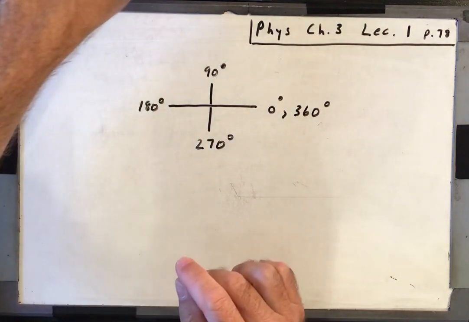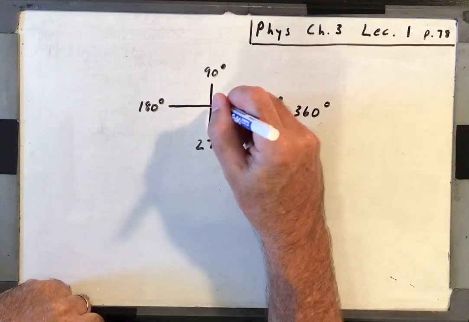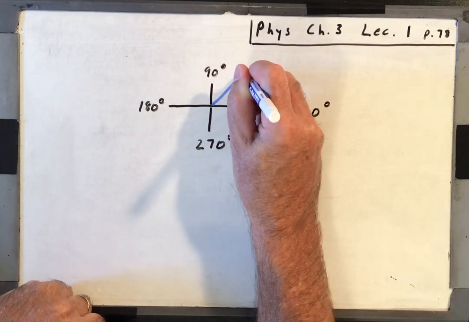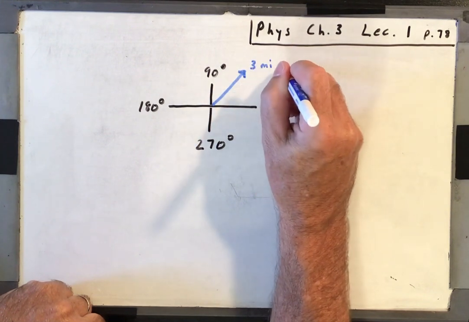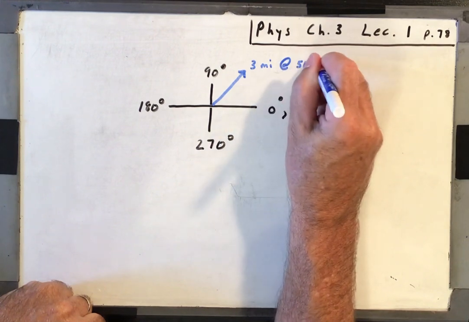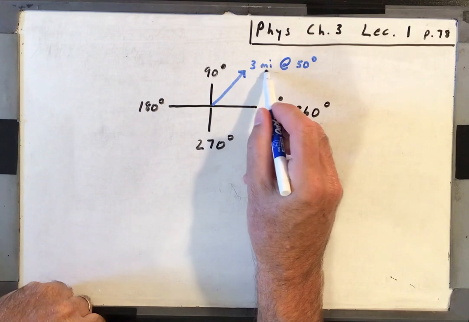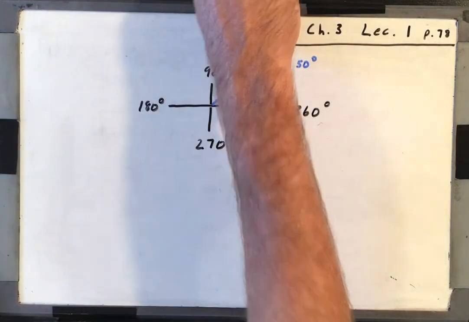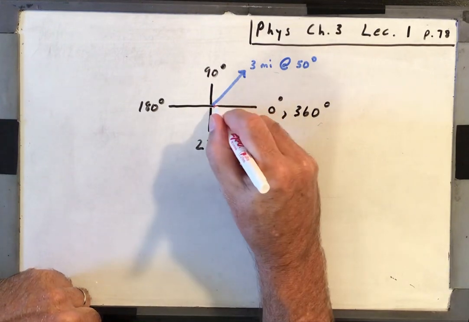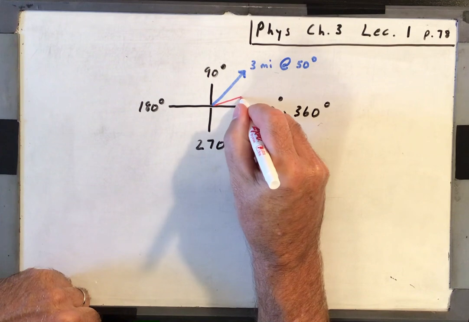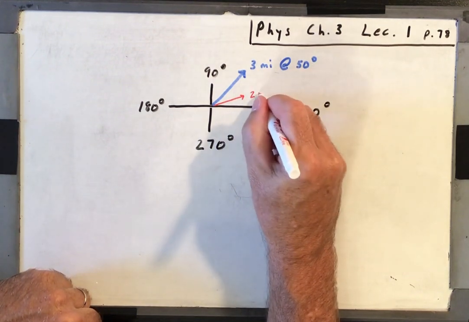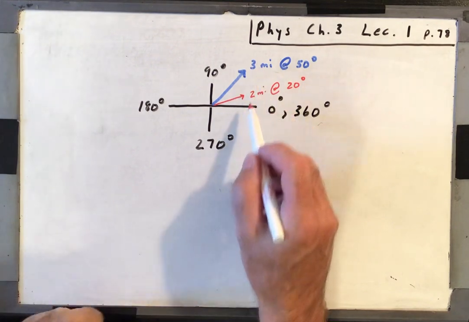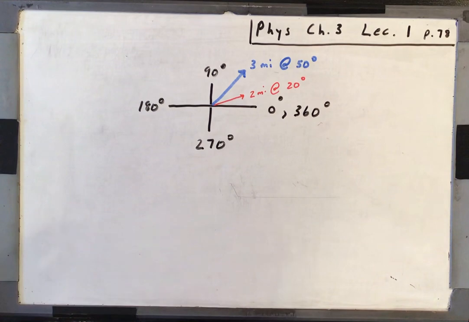So let's say we have a vector that represents 3 miles displacement, let's say 3 miles at 50 degrees. Okay, so we would just give it a length like that. That stands for 3 in our case, and 50 degrees would be a little bit more than halfway in quadrant 1. And let's say we wanted to draw a vector that was just 2 miles at 20 degrees. All right, well, it's going to be shorter than the 3-mile vector. It's going to be 2/3 of the length of the 3-mile vector because it's only 2 miles, and 20 degrees is not a very sharp angle.